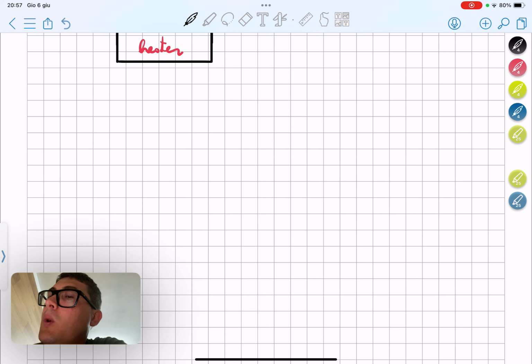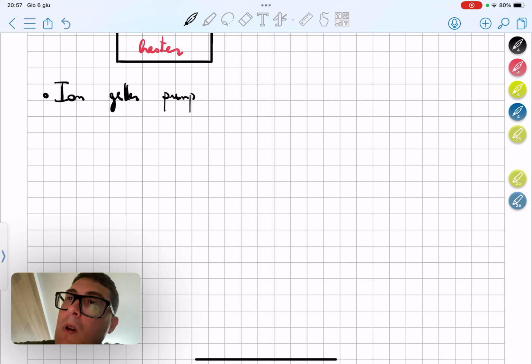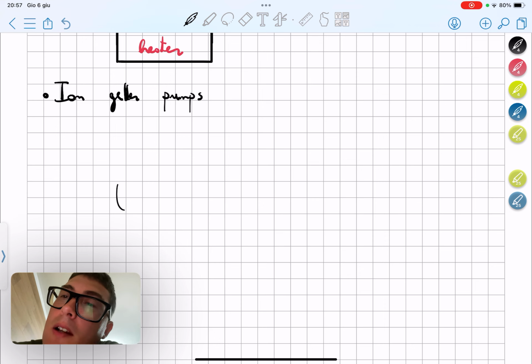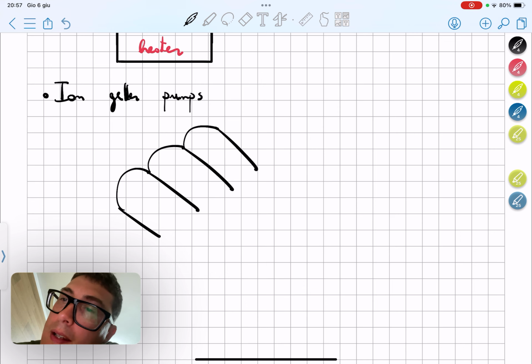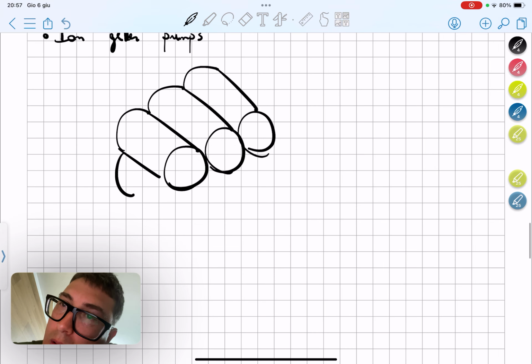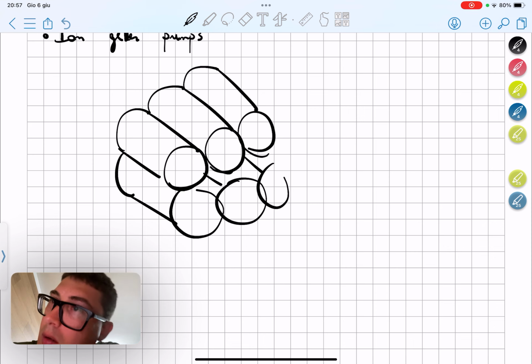Maybe it's worth discussing the ion getter pumps. This type of pump is composed of an anodic part and a cathodic part. The anode is essentially a honeycomb-like structure, something like that. Honeycomb.